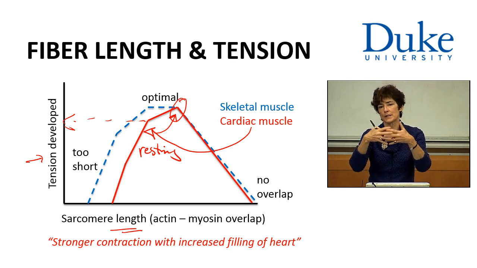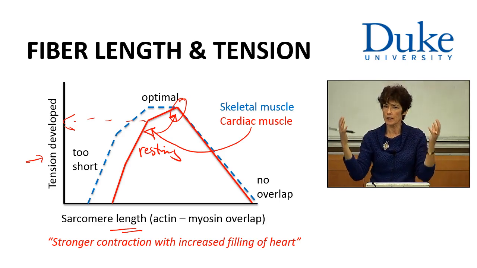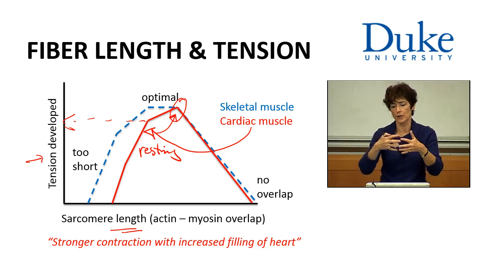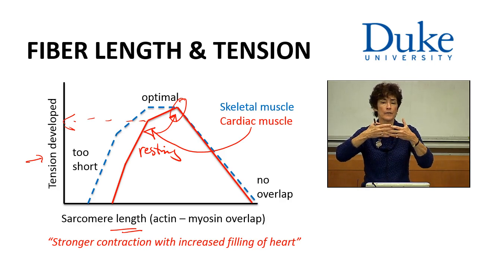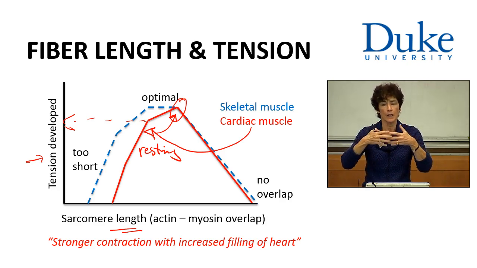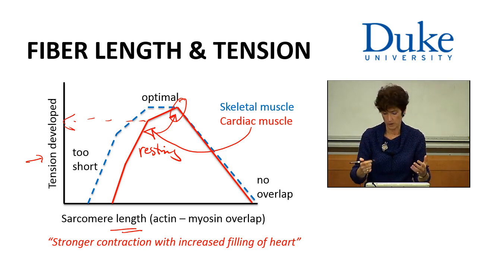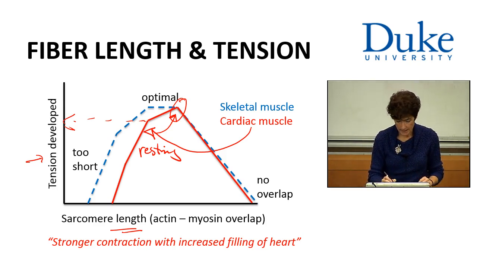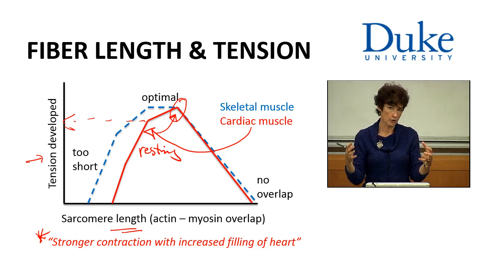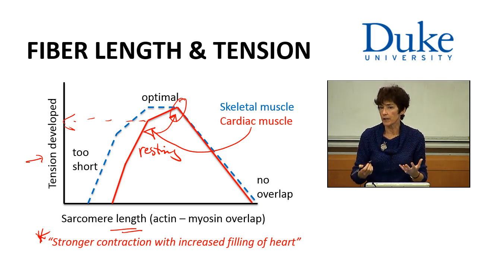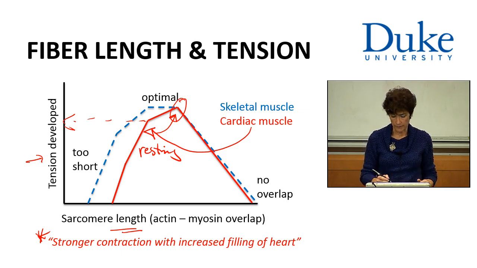So the heart uses filling in order to cause a better contraction. As you stretch the myofibers, the alignment of the actin and myosin is such that it becomes a better contraction. So as you fill the heart more, you will get a stronger contraction. And this is called the Frank-Starling law of cardiac myocytes, or of the heart.